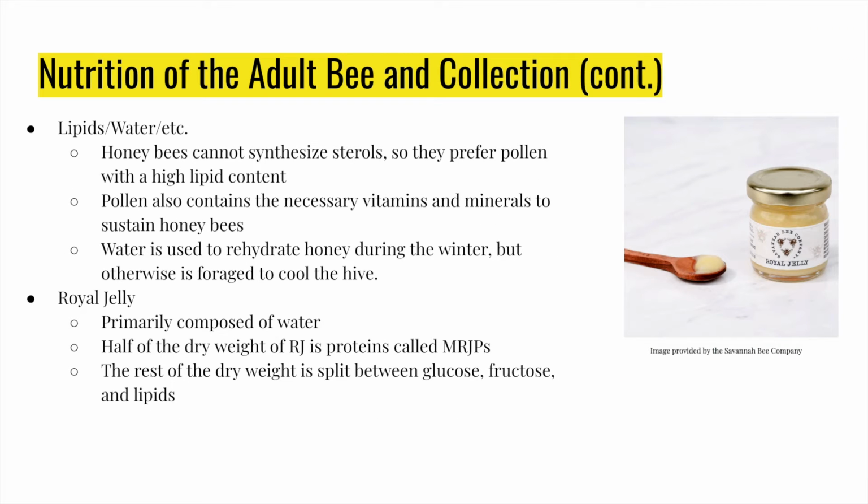Similarly to most insects, honeybees lack any ability to synthesize sterols. For this reason, honeybees prefer pollen that is high in lipid content. Pollen is also full of necessary vitamins like folic acid and ascorbic acid, as well as minerals like calcium and potassium, which are all required for honeybee survival.